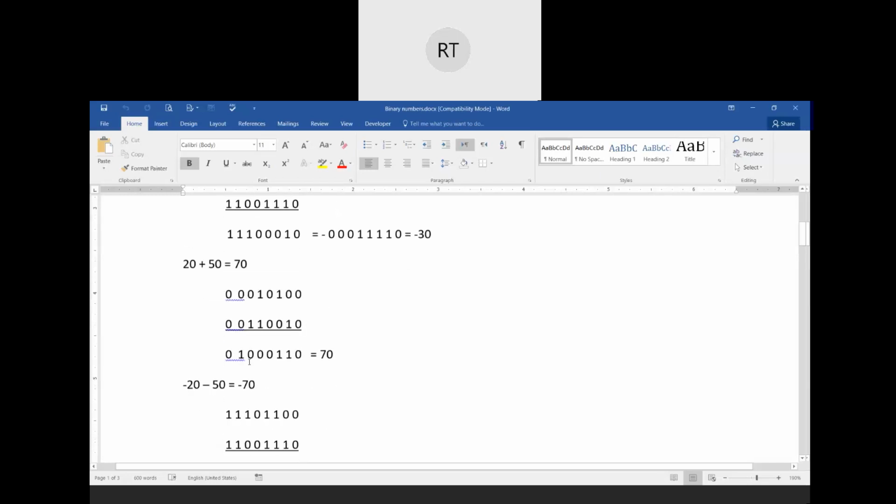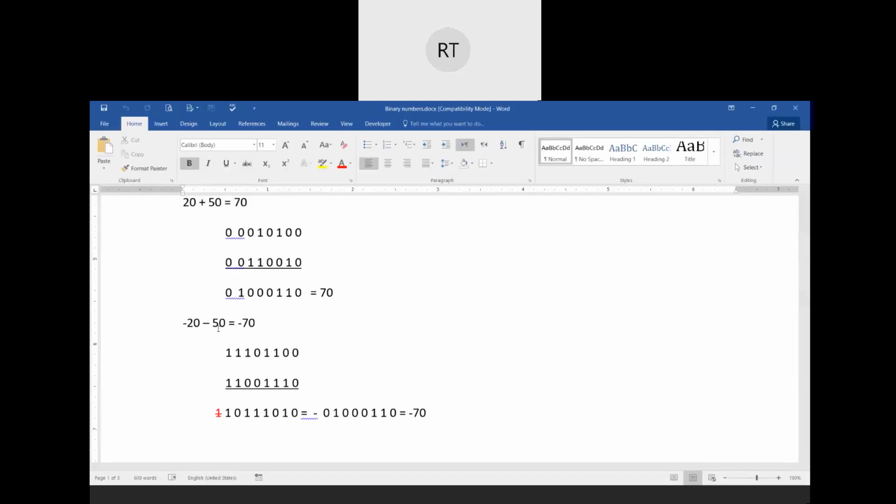We do now minus 20 minus 50. Now, this is the case where you have 2 negative numbers, okay? 2 negative numbers, of course you expect your answer to be negative, unless the number exceeds 127, then you will have a wrong answer. Okay, you will have an overflow. Now, minus 20 minus 50 is equal to minus 70.